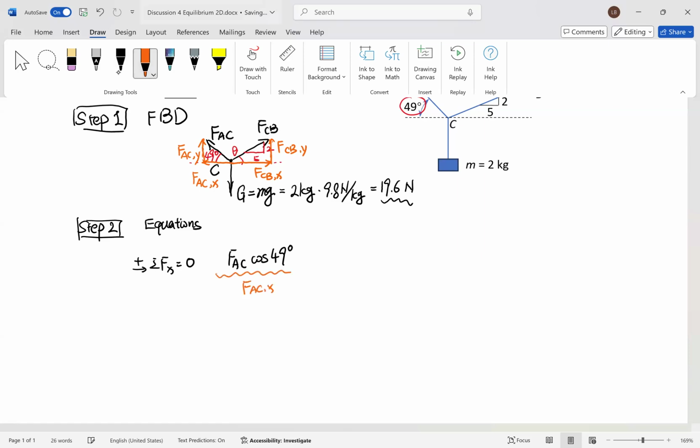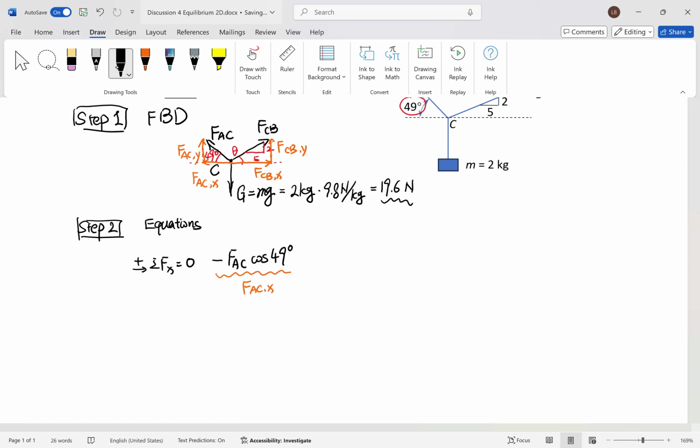This will be FACX. Please note, which direction is FACX going? It is going towards the left, right? So is it positive or negative here? It should be negative. This is especially important.